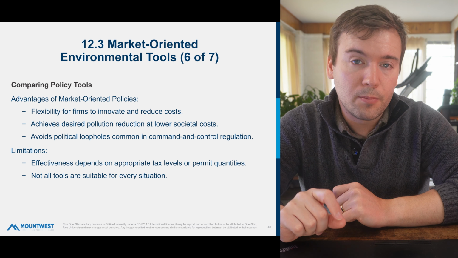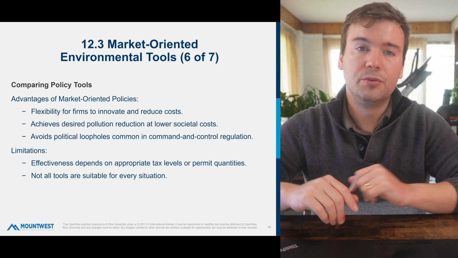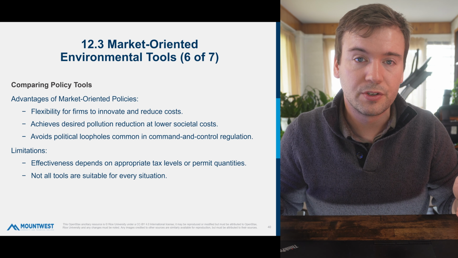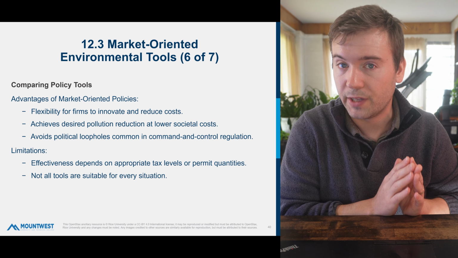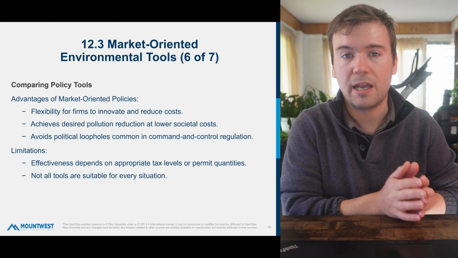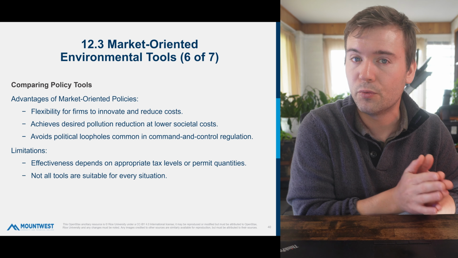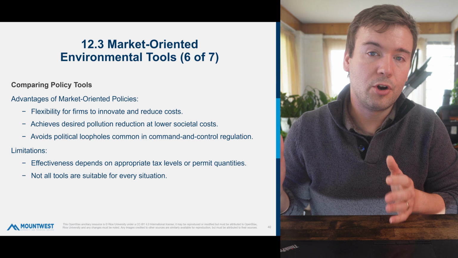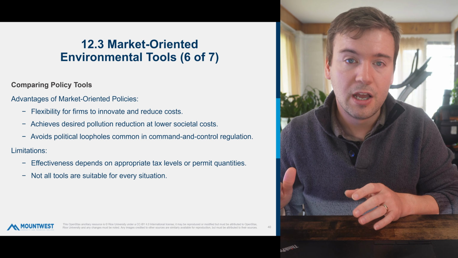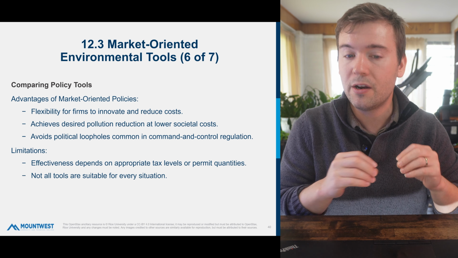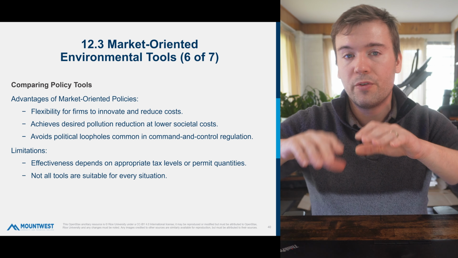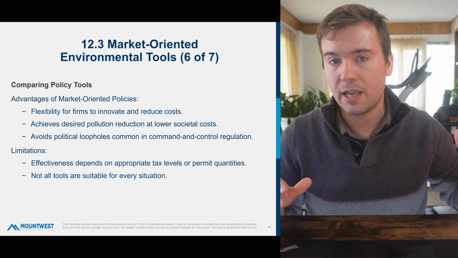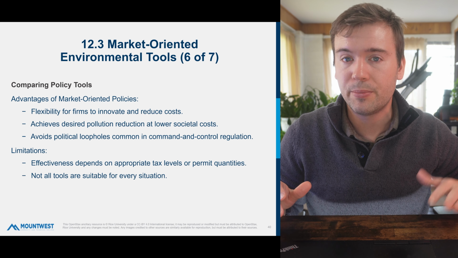When we compare market-oriented policies to command and control regulation, we see a lot of potential advantages. Market-oriented policies offer flexibility for firms to innovate and to reduce their costs in their own way. They can also achieve the desired pollution reduction at a lower overall societal cost because reductions happen where they are cheapest. Furthermore, they avoid some of the political loopholes that can arise in command and control regulation due to lobbying.